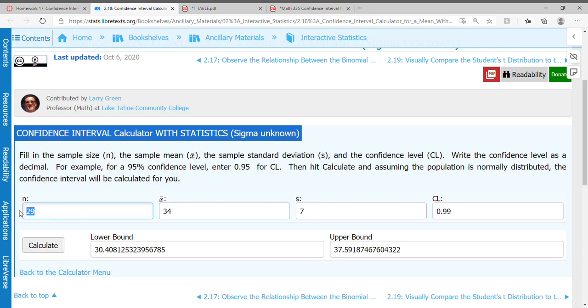Enter 29 for the sample size, 34 for the sample mean, 7 for the standard deviation, and 0.99 for the level of confidence. Click calculate, and we get exactly the same solutions, so we know that our answers are good.